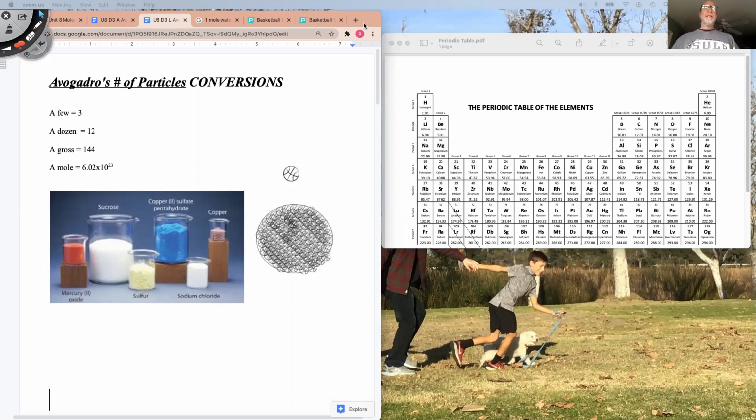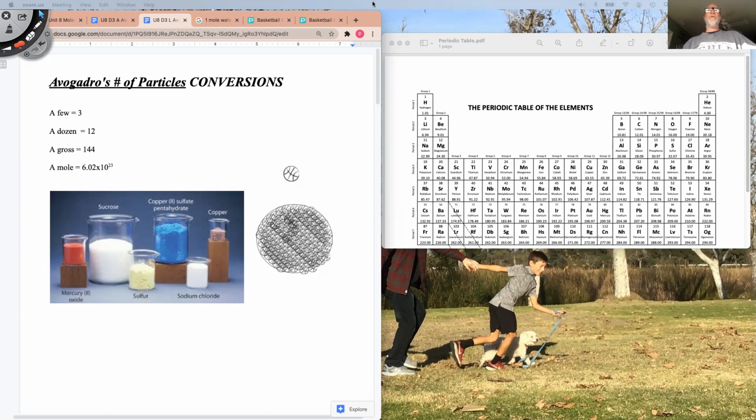So today, welcome to class. Today we are going to be learning about Avogadro's number. Last class, we learned a little bit about molar masses, and we've talked about Avogadro's number before, but now we're going to practice converting Avogadro's number.